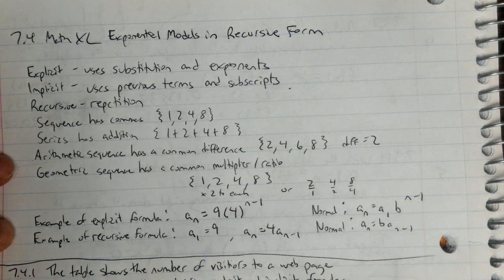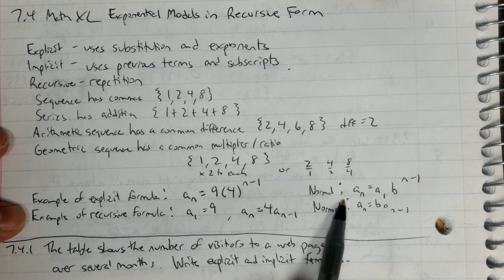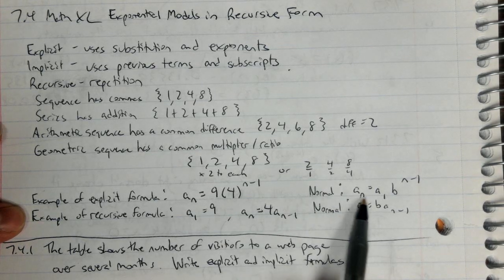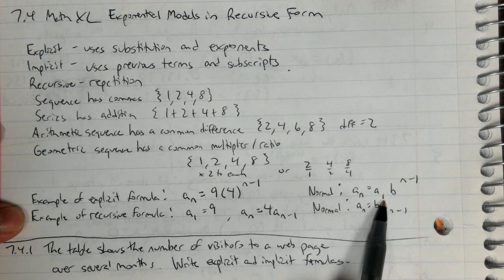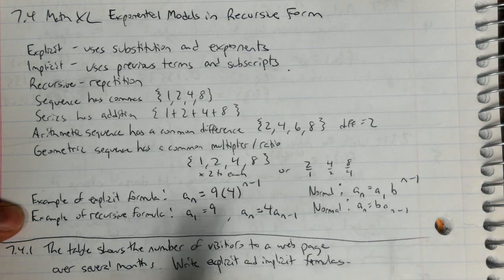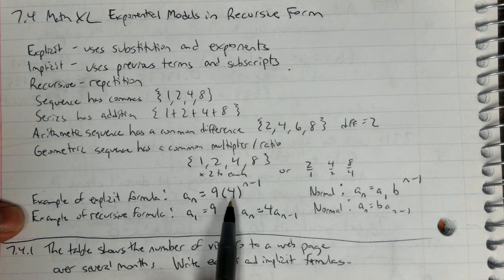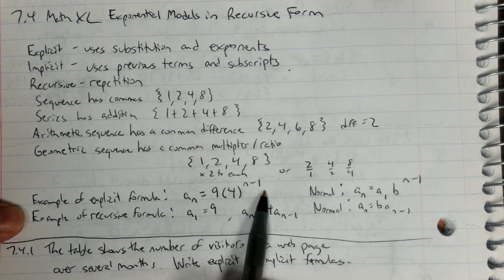Now the normal formula for an explicit is a_n equals a_1, which is the first term, times b to the n minus 1. So an example would be a_n equals 9 times 4 to the n minus 1. We usually use n as the variable instead of x.